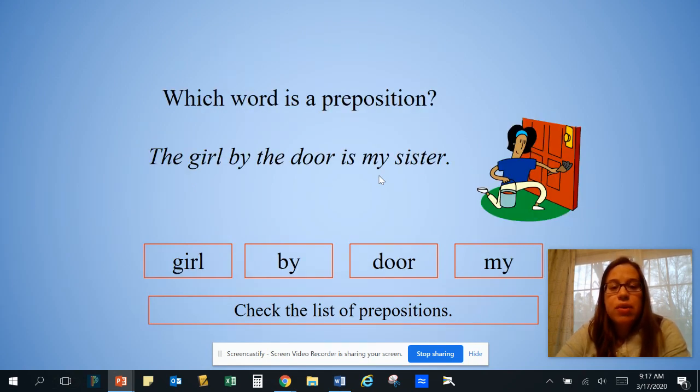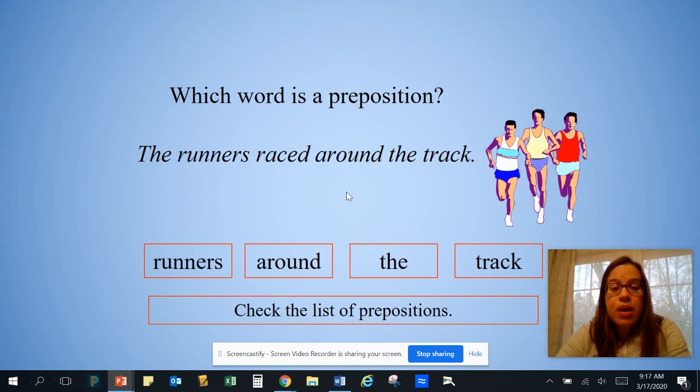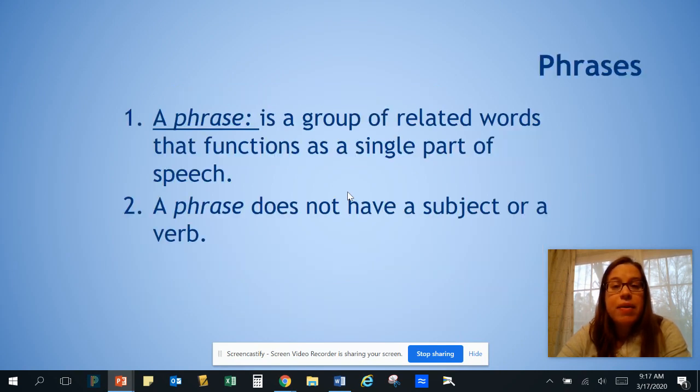Which word is the preposition? The girl by the door is my sister. Pause this, write down the answer. The preposition is by. Which word is a preposition? The runners raced around the track. Pause the video, write down the preposition. The answer is around.